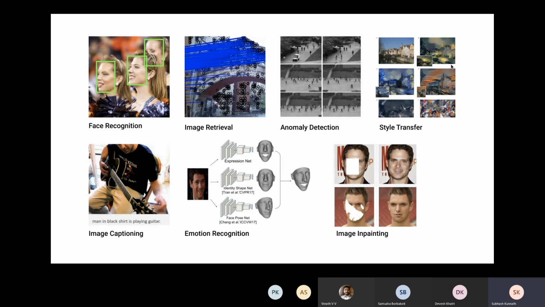Then style transfer, where you can create artistic images. If you train using paintings of a particular painter, you can generate paintings in the same style given a real image and this learned network. Then image captioning, giving a description of the image. And emotion recognition and image inpainting, where the missing parts of an image are filled in automatically.